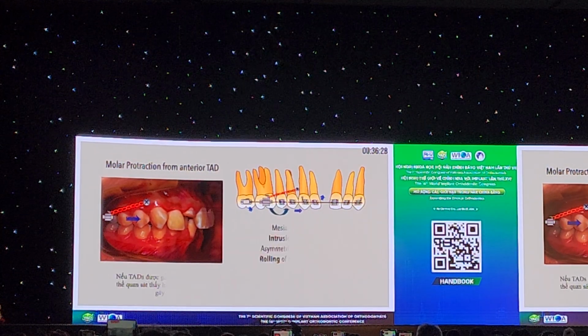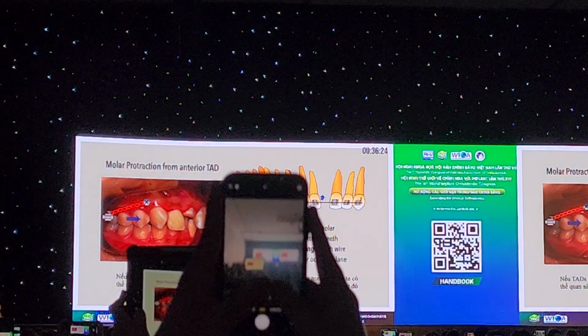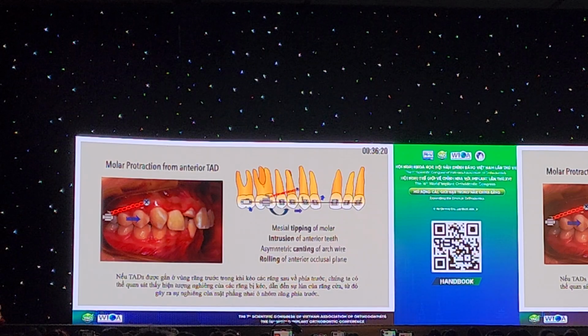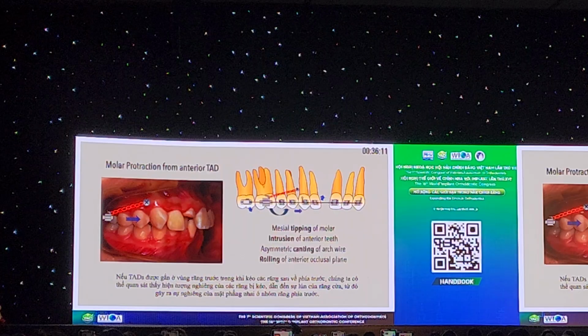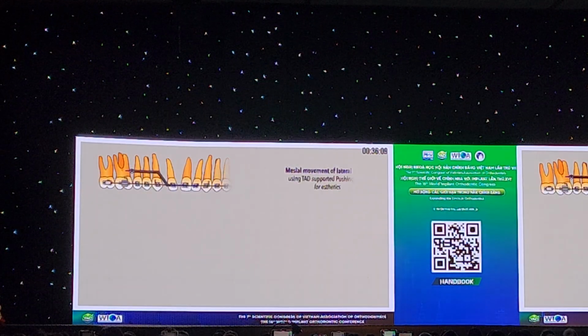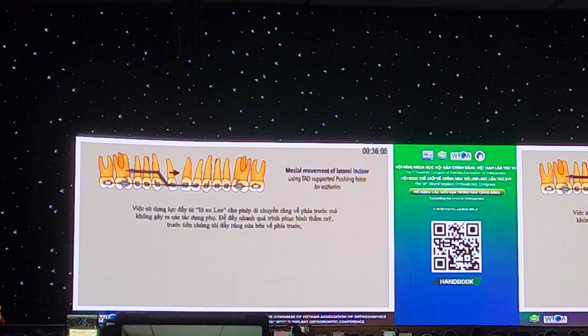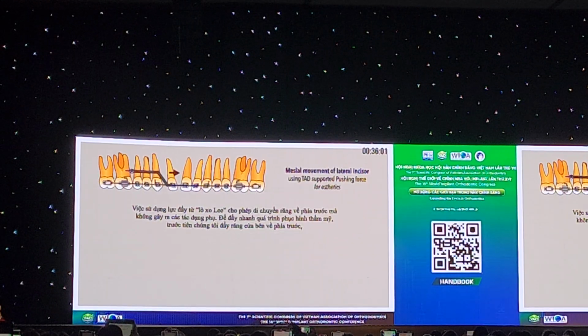If TED was installed in the anterior region, while pulling the posterior teeth forward, we may observe tipping of the pulled teeth, resulting in intrusion of the incisors, which could lead to a tilted occlusal plane in the anterior segment. Utilizing the pushing force of the leaf spring allows for anterior movement of the teeth without adverse impacts.